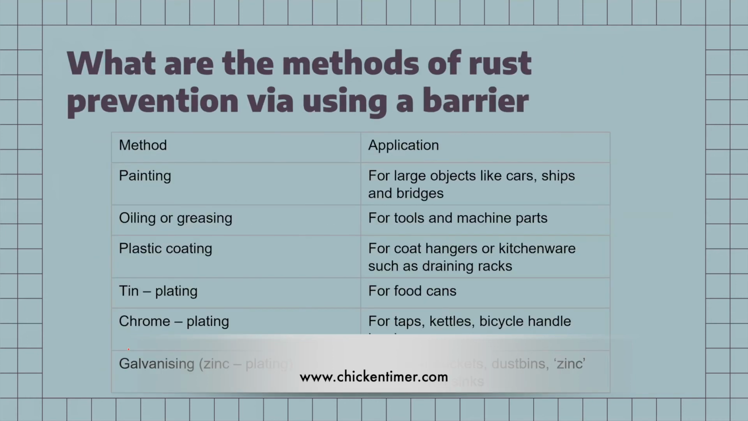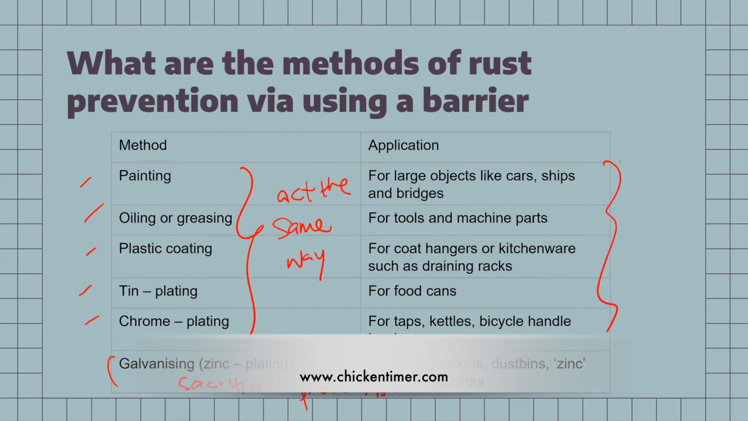Okay, so typically, if you want to use protection with an outer covering, you coat something. So you have painting, oiling, greasing, plastic coating, tin plating, chrome plating. This one is more special. This is the one with sacrificial protection. But these few all act the same way. You can simply leave this part for your answers.